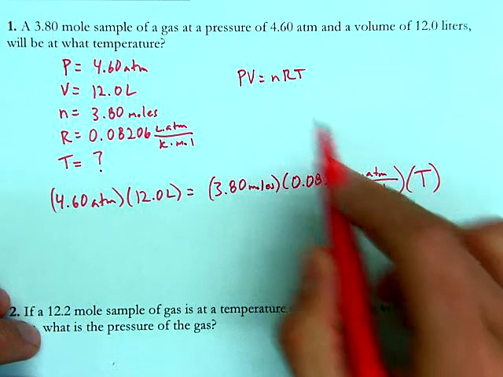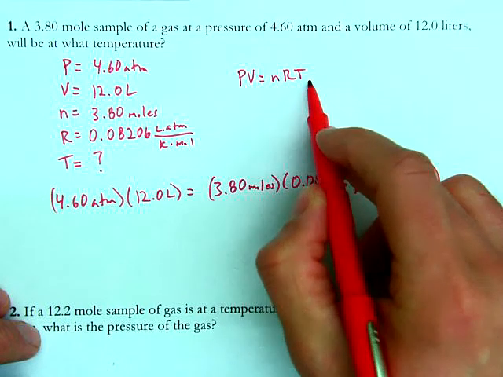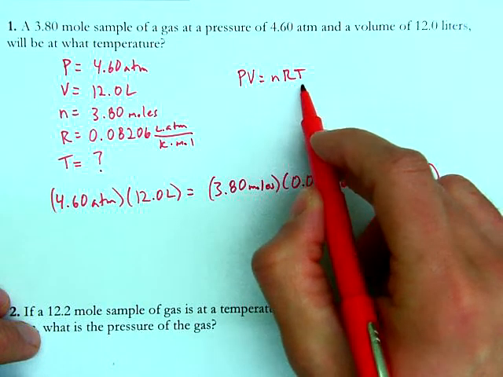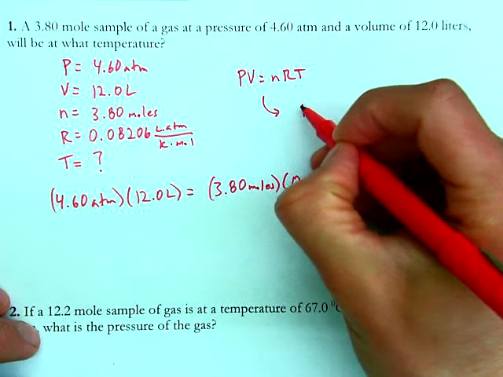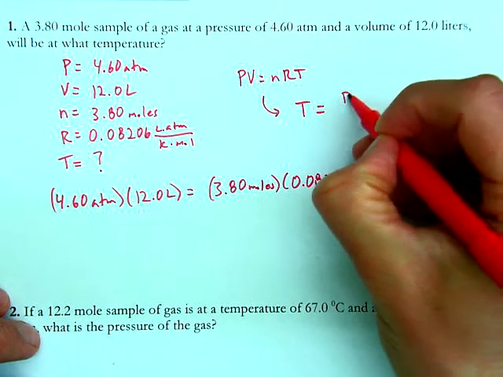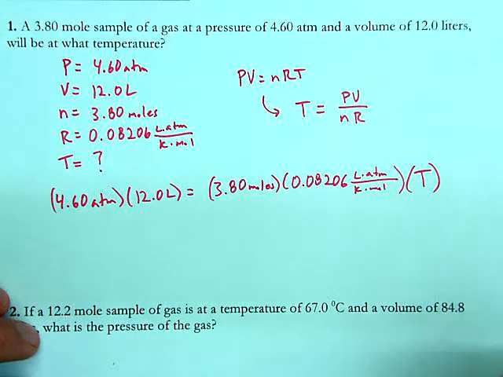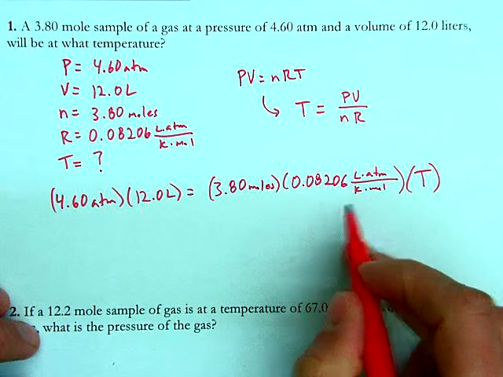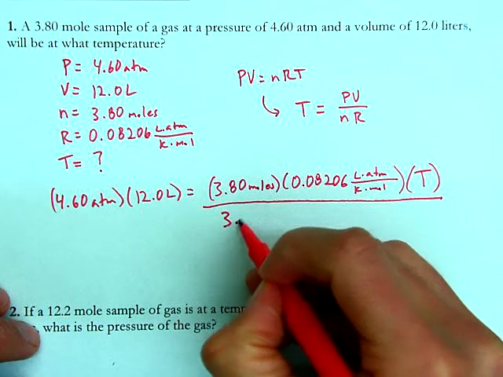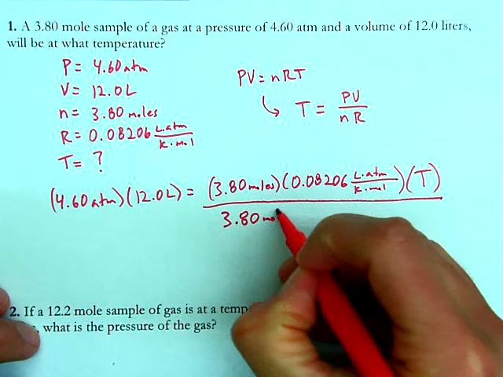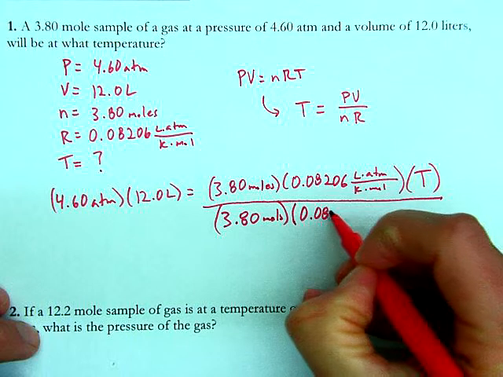All right. And really just, again, back to here, if we were to solve for T, to get T by itself, right, we divide by nR on both sides. So really, we're just taking this and rearranging it so that T equals PV divided by nR. Okay, that's what we're going to end up doing here. So we need to solve for T. To get T all by itself on one side of the equal sign, I'm going to divide by the other stuff on this side, 3.8 moles times R, 0.08206.